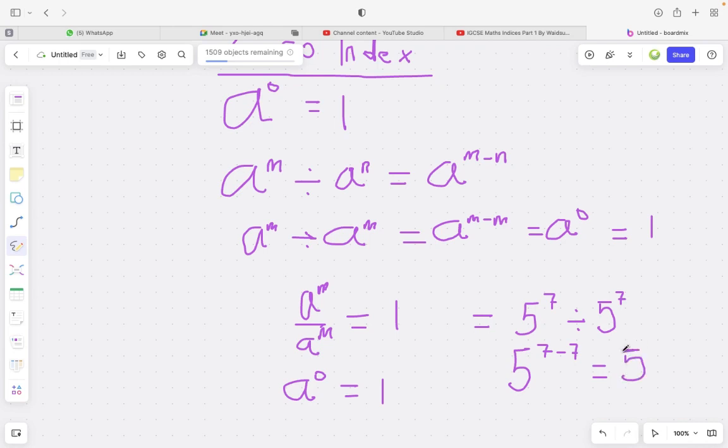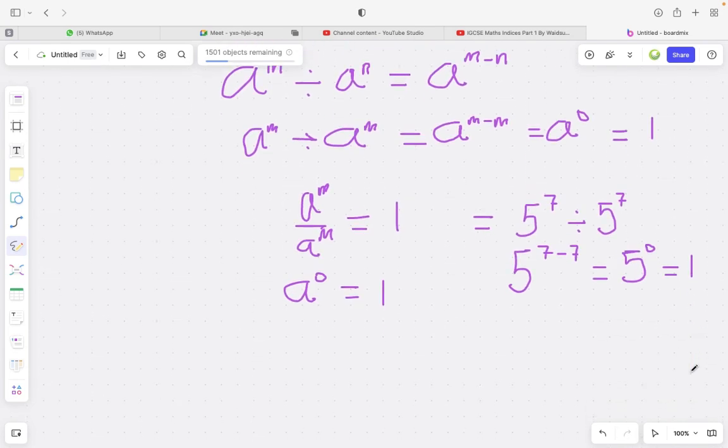7 minus 7 is 0. This becomes 5 to the power of 0. And in indices, we say any number to the power of 0 is equal to 1. So this is called 0 index. This is what we mean by 0 index. You will get 1, and for every 0 index, your answer will be 1. Is that okay? Now let's move on.